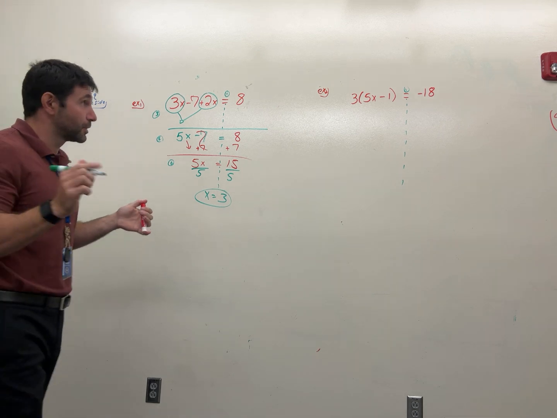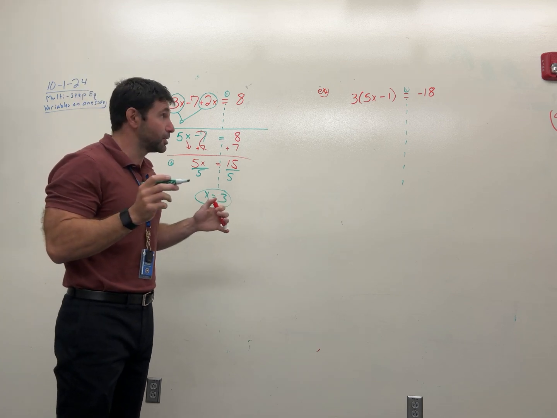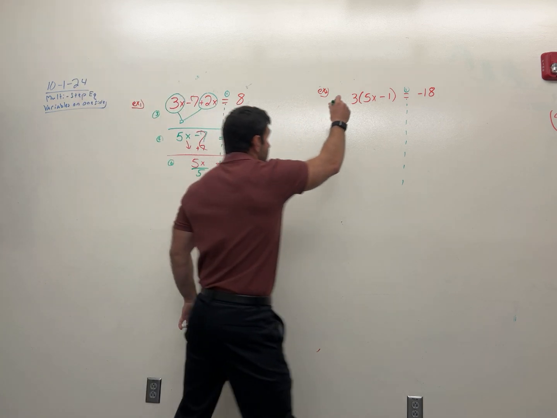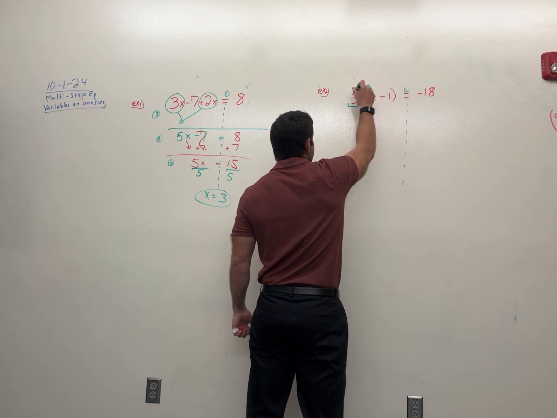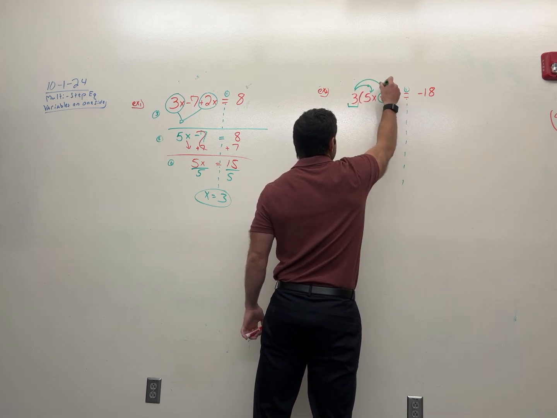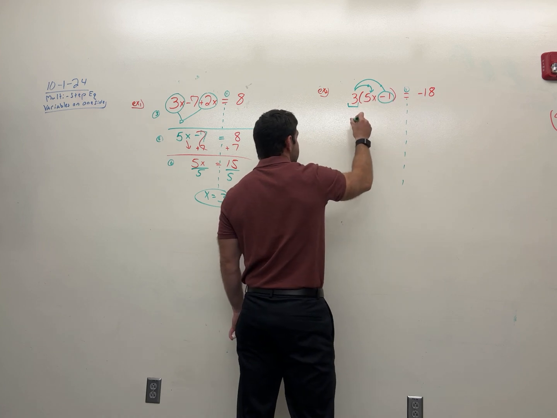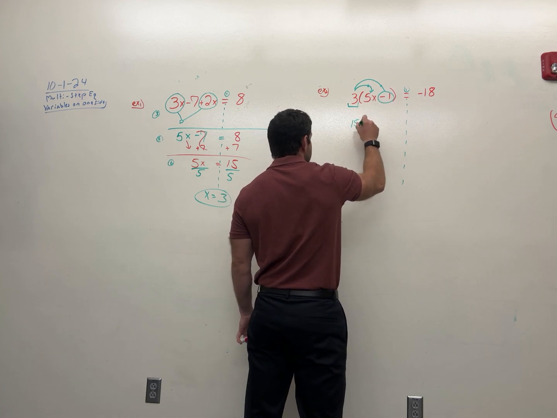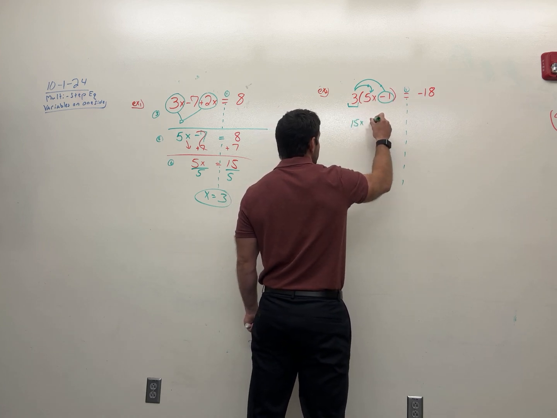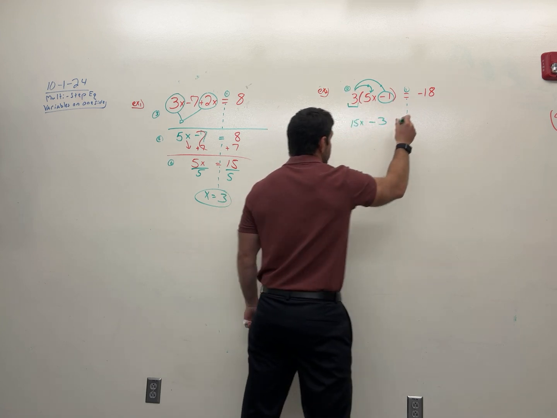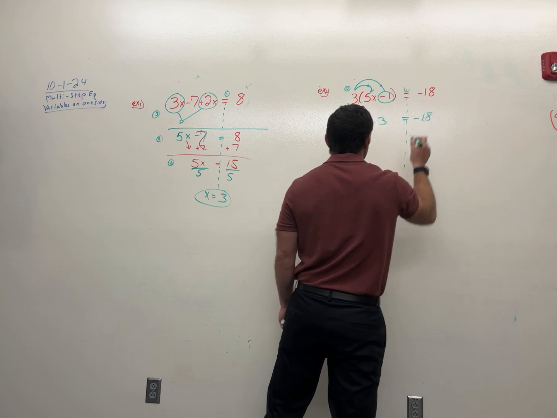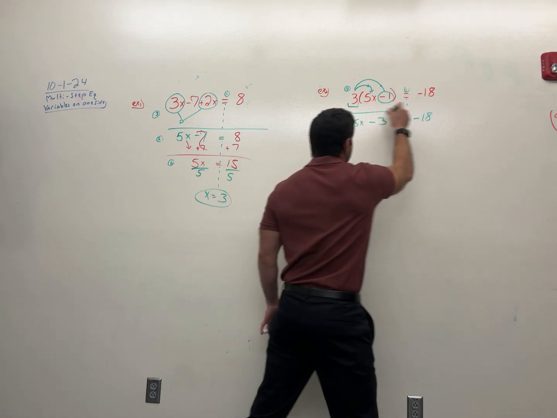Distribute only if needed. Do I need to distribute? What am I going to do? 3 times 5x. 3 multiplied by 5x, go ahead. And 3 times negative 1. Very good. What's 3 times 5x? 15x. Go ahead. 3 times negative 1? Negative 3. Good, so that was step 2. Okay, equals negative 18.